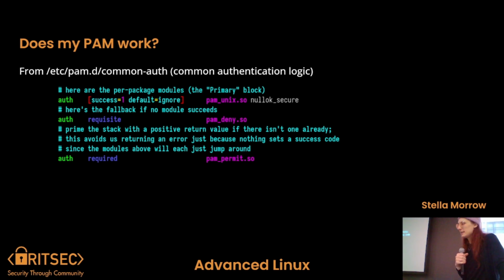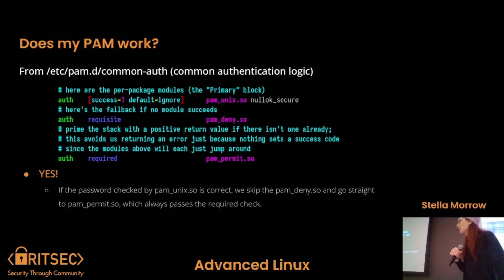It's kind of weird. You have a deny and then a permit, but because on the top one you have success=1, which means if it's successful, you skip one next step, and then the default is just ignore. And yes, this works just fine, because if the password is correct, you skip pam_deny and go straight to pam_permit. And if you fail, then you go to pam_deny, and then you're denied.